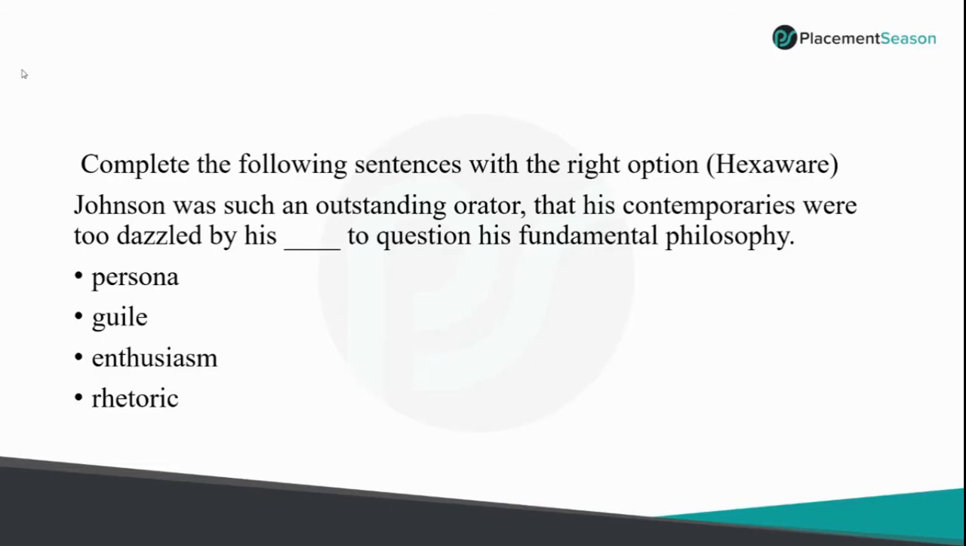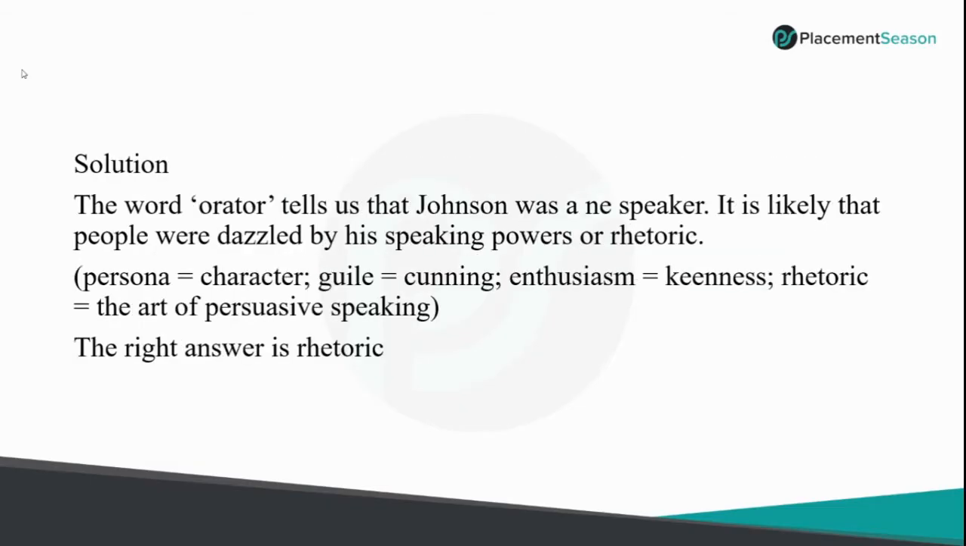Johnson was such an outstanding orator that his contemporaries were too dazzled by his dash to question his fundamental philosophy. Persona, guile, enthusiasm, rhetoric. The word orator tells that Johnson was a speaker. It is likely that people are dazzled by his speaking. So the right answer is rhetoric because it is the art of persuasive speaking.